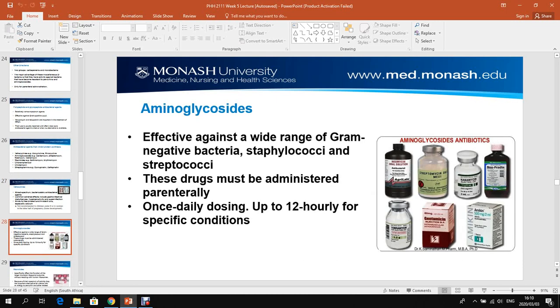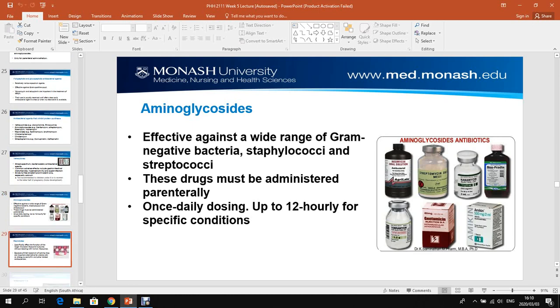Let's look at aminoglycosides. Basically, these are drugs which are effective against a wide range of gram-negative bacteria, for example Staphylococcus and Streptococcus microorganisms. And one important characteristic is such drugs are administered only via injection, usually once daily, up to every 12 hours for specific conditions. One of the reasons is they cannot be administered through the GI tract: they can be degraded by the enzymes, or the pH might interrupt the activity of these drugs.